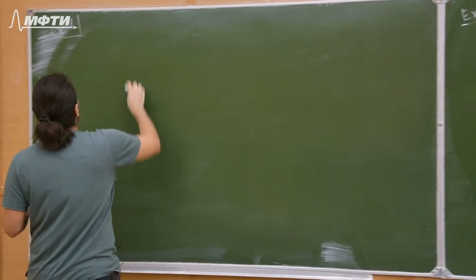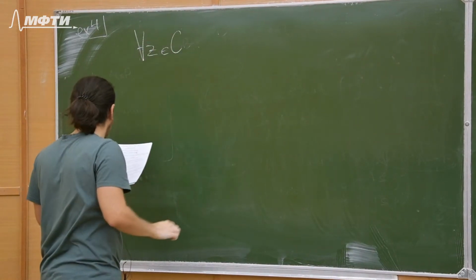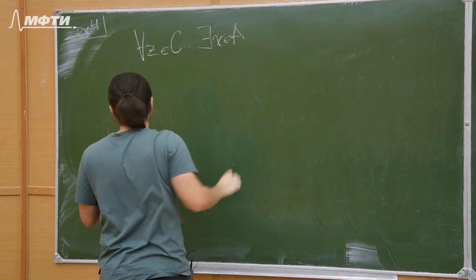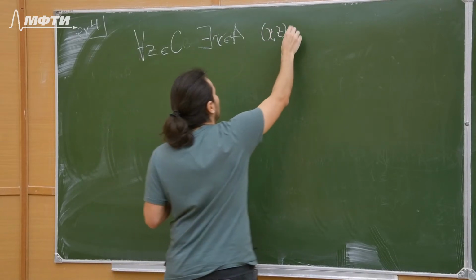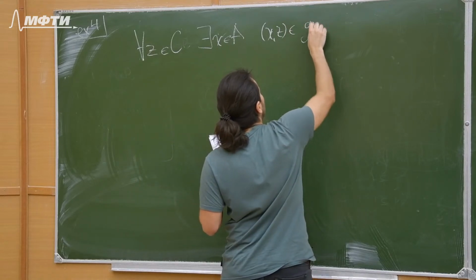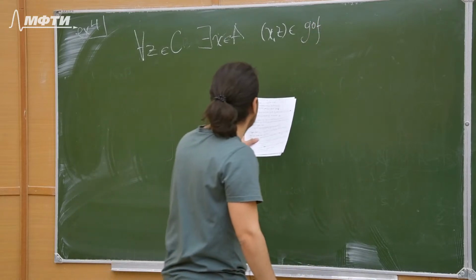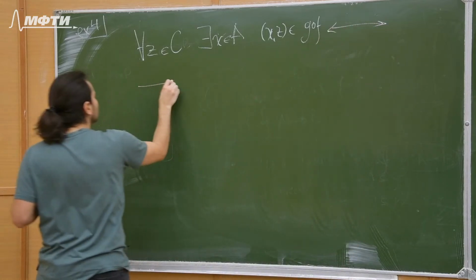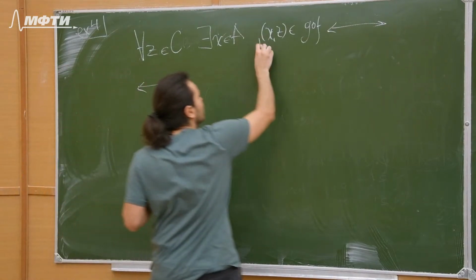So we have that for all the elements in C, there exists some element in A such that this ordered pair belongs to the function G composition F. So we are given this. And this is true if and only if, so we have this, right?